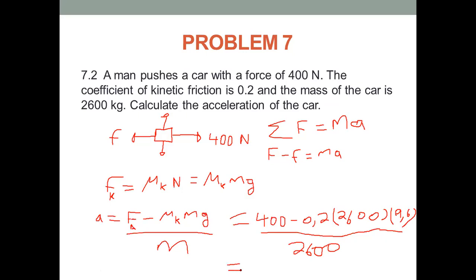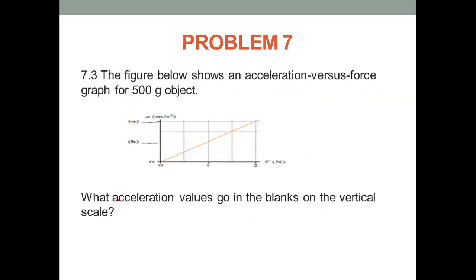Let's work it out. So 400 minus 0.2 times 2,600 times 9.8 all over 2,600. Okay, the answer is negative 1.8 meters per second squared. It shows that it will move opposite, which means that the applied force is not enough to push this car.